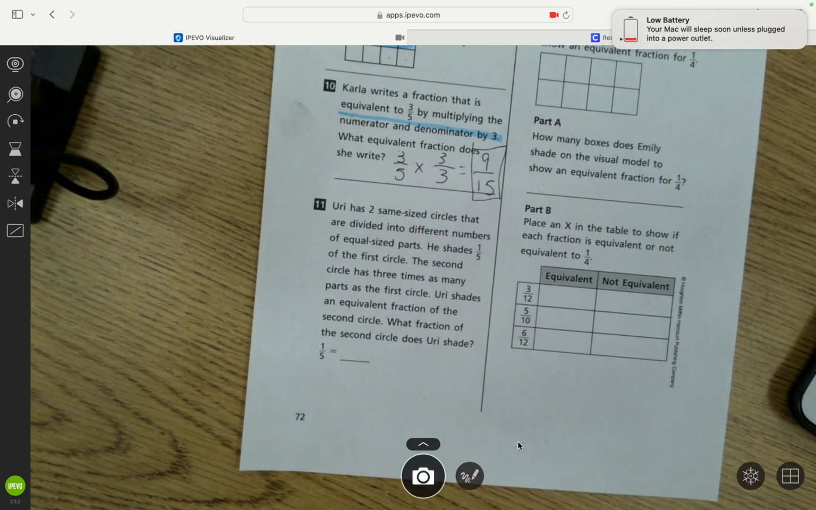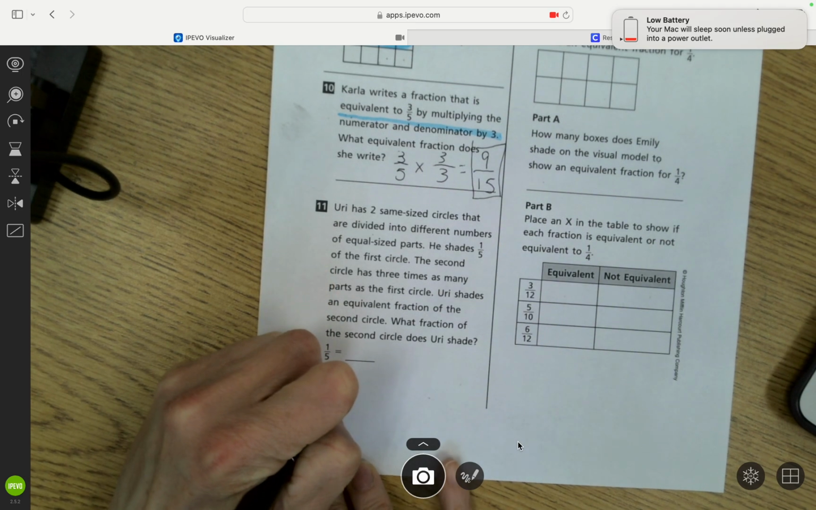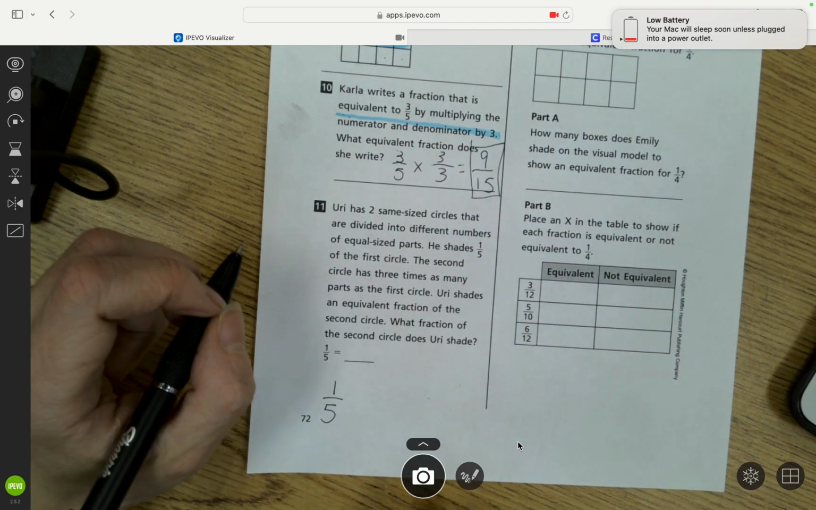But let's read it. Yuri has 2 same-size circles that are divided into different numbers of equal-sized parts, so fractions. He shades 1/5 of the first circle. The second circle has 3 times as many parts as the first circle. Yuri shades an equivalent fraction of the second circle. What fraction of the second circle does Yuri shade? Ooh, so think about it. He shades 1/5. So let's write 1/5 on the bottom.